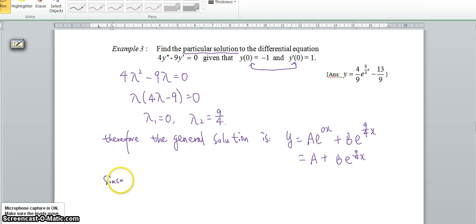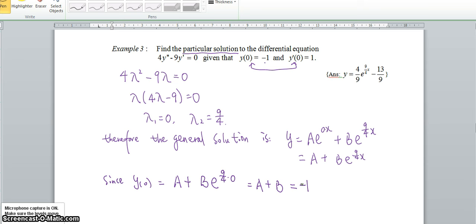Now, since y of 0 is equal to, now you have the expression for y. In order to find the value of y when x equals 0, we just sub in the value of x to be 0. So it's a plus b e to the power 9 over 4 times 0, which is a plus b. And this one, if you look at here, is -1. So that's the first condition that we just used.